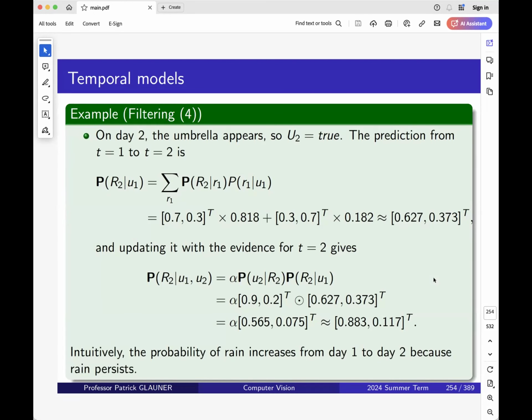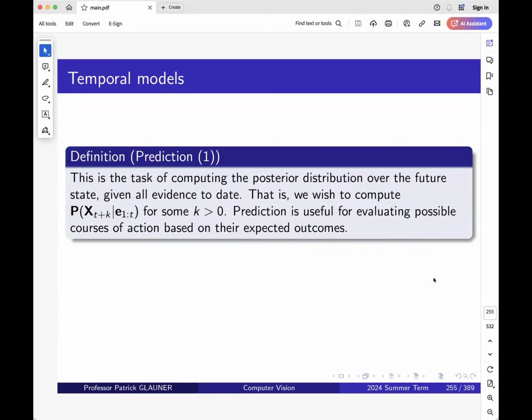We have now seen the filtering task, and in the Kalman filter, we will make a few more assumptions on how we can calculate this. Briefly, I also want to introduce these other tasks to you in temporal models that we're not using in the Kalman filter, but they are there. One is prediction.